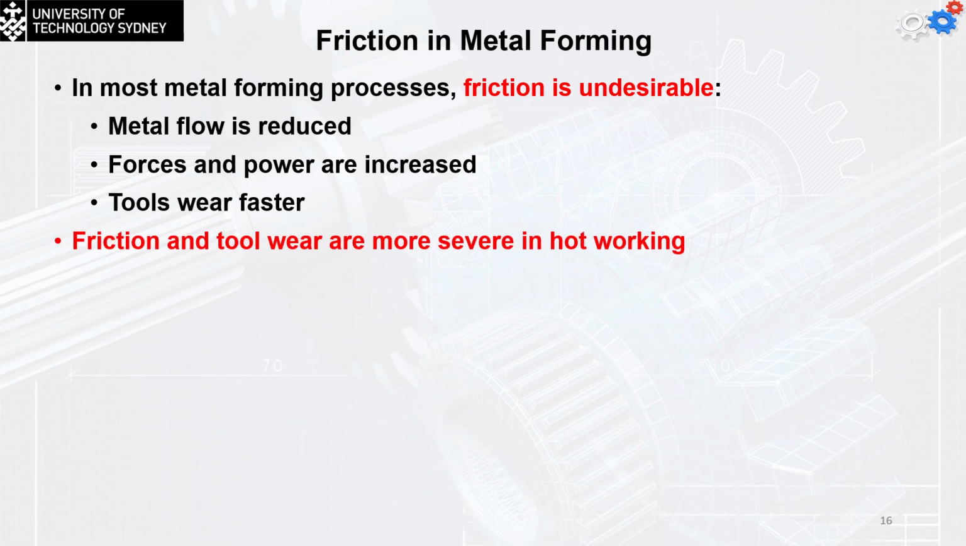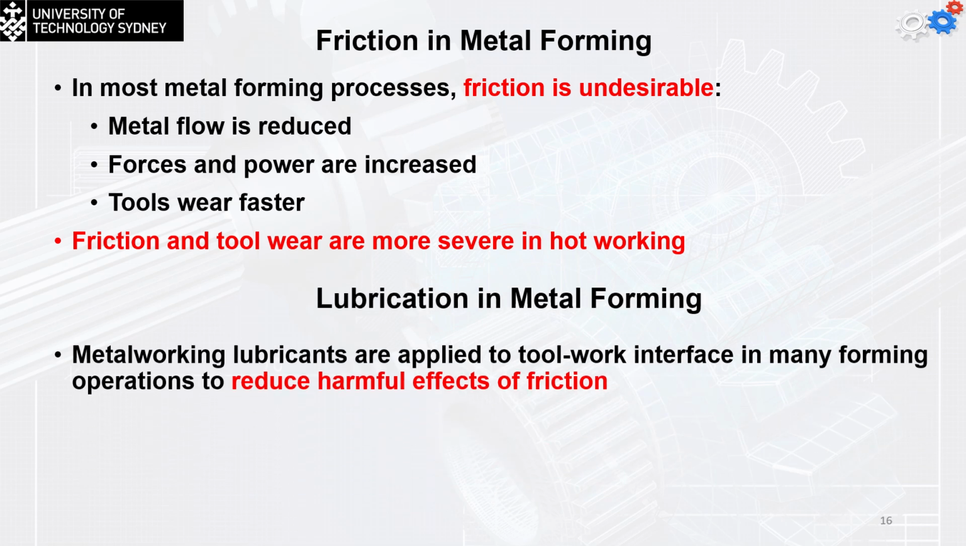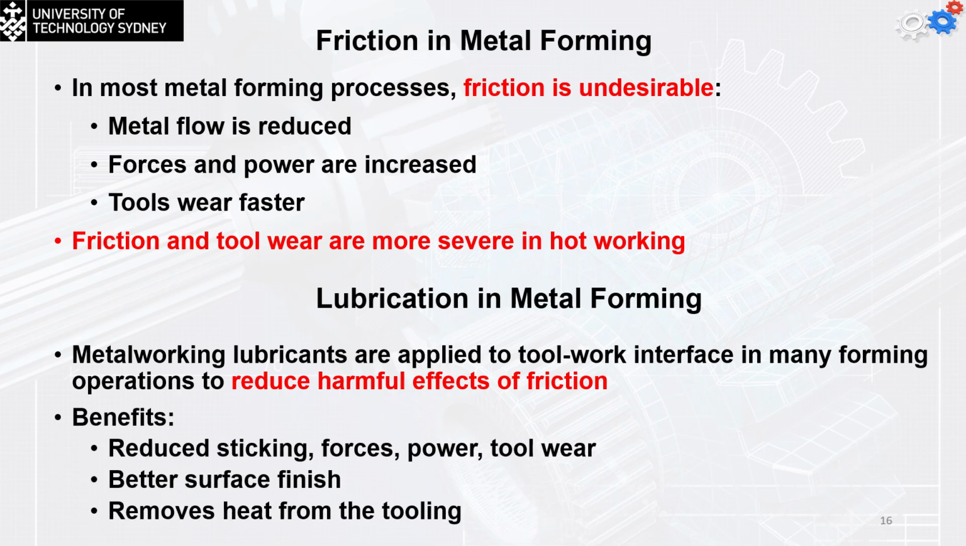Friction and tool wear are more severe in hot working. Of course, you know that friction increases as the temperature increases. So we can use lubrication in metal forming, where metal working lubricants are applied to the tool-work interface in many forming operations to reduce the harmful effects of friction. The benefit of the lubricant is reducing the sticking forces, the power, and the tool wear. Also, it achieves better surface finishing and removes heat from the tooling at the same time.